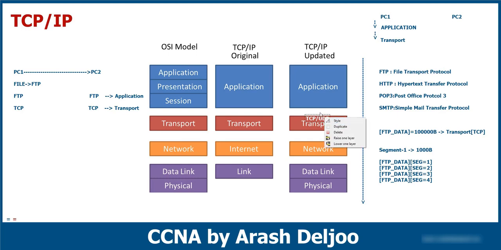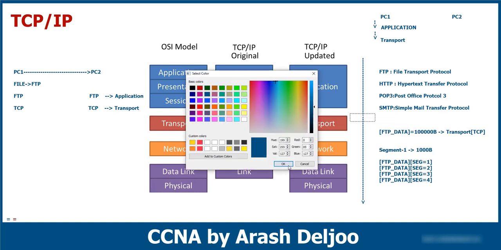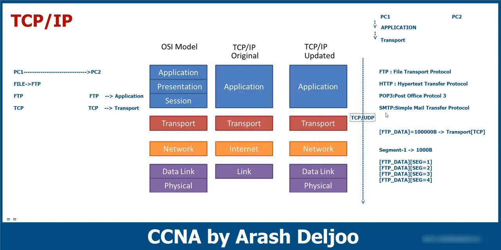And here we have TCP and UDP in the transport layer. Let me also write TCP and UDP here. You will learn everything step by step, not in one step. Here we have two protocols, and we don't have any priority between them. And here we also have many protocols, for example FTP, HTTP, SMTP, POP3, or some other protocols.